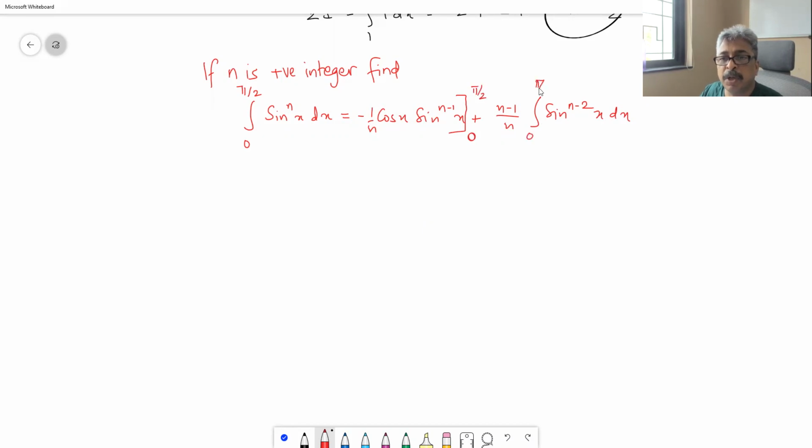And we will realize that the first term is going to be always 0, because the limits are 0 and pi by 2 and there are cos and sine, so one or the other will be 0 for any substitution. Therefore, what we end up getting here is this. So there is a recurrence relation. Suppose this is I n, then we get I n is equal to n minus 1 upon n times I n minus 2. Correct?